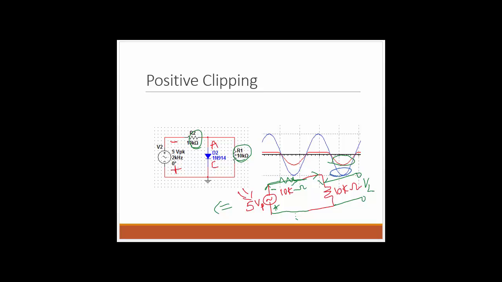So in this case I have 0.7 volts during the positive half cycle and 2.5 volts during the negative half cycle. So this circuit is referred to as positive clipping. Let me consider a different example.